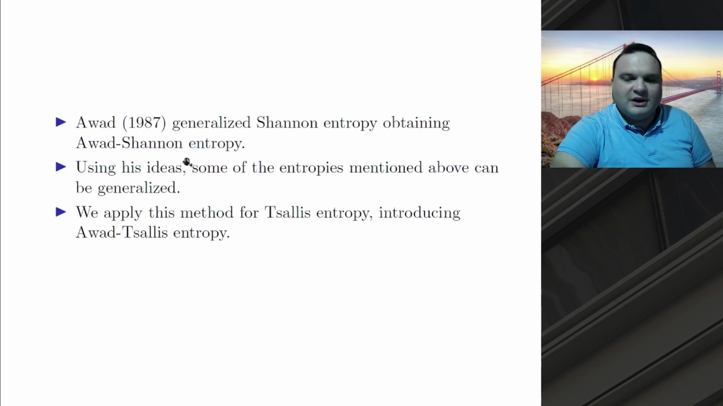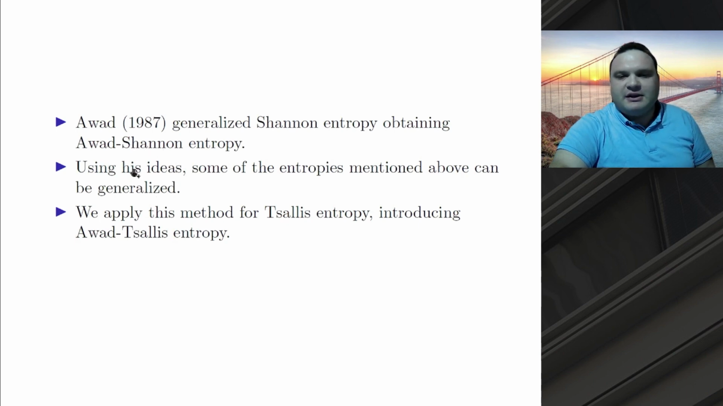Awad also generalized Shannon entropy, defining Awad-Shannon entropy. Awad-Shannon entropy has some advantages, some of them being: this entropy is always non-negative; Awad-Shannon entropy of a continuous random variable is a natural generalization of Awad-Shannon entropy of a discrete random variable; and two different systems will have different Awad-Shannon entropies.